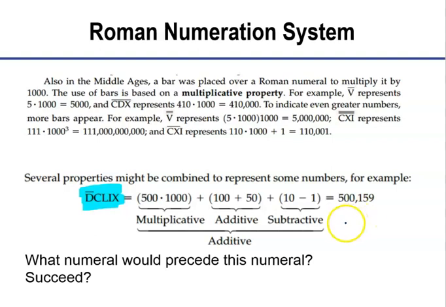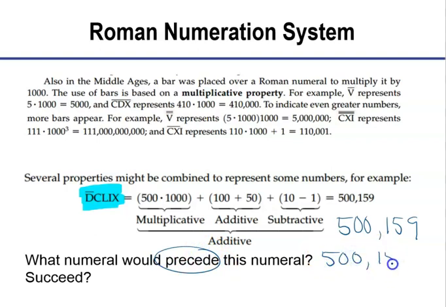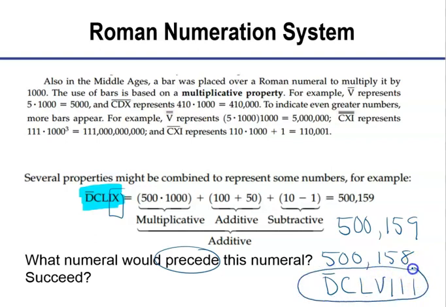So we decided that this was 500,159. Now we know the number that precedes that would be 500,158, but that's in Hindu Arabic. We want to write that in Roman numerals. So how do I depict 8? I'm going to get rid of the 9, which is the 1X. That would be D with the bar, CL, and instead of the 1X to be 9, I'm going to do V, 1, 2, 3, and that's 8. So that would be the value that precedes that number.